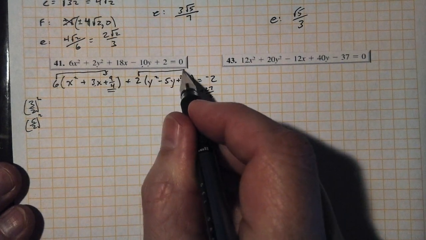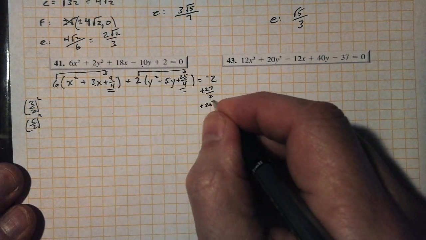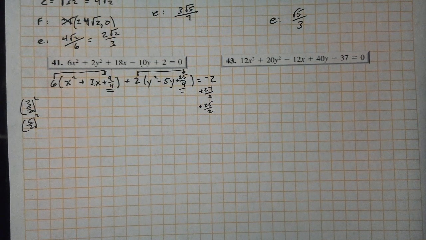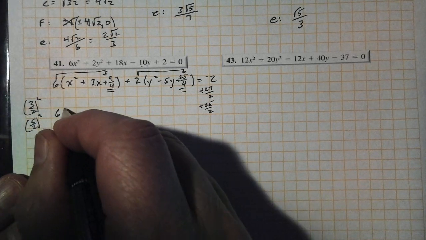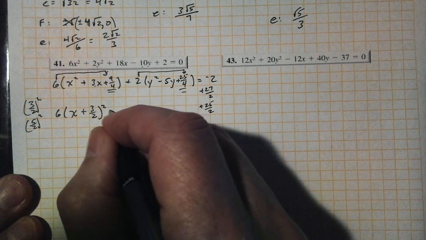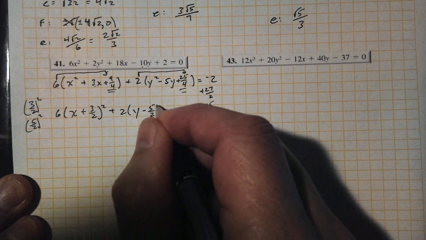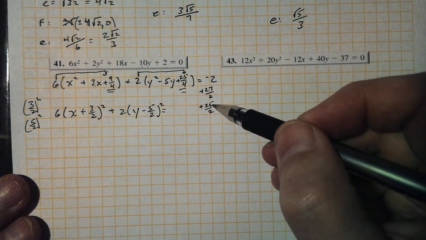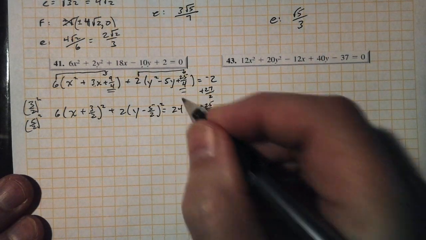What did I really just do here? I just added 2 times 25/4, or 25 halves. Okay, so I've got 6 times x plus 3 halves squared plus 2 times y minus 5 halves squared equals, let's see, that's 52 halves, that's 26 minus 2, 24.